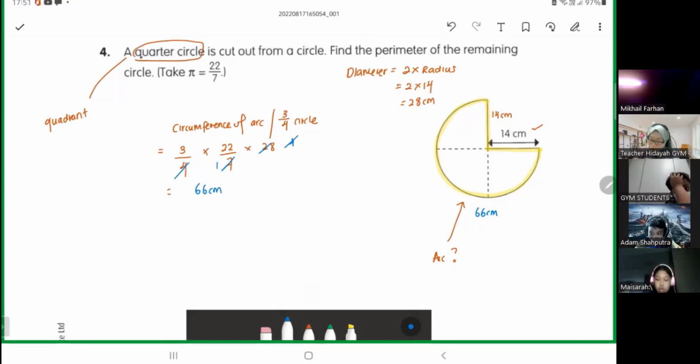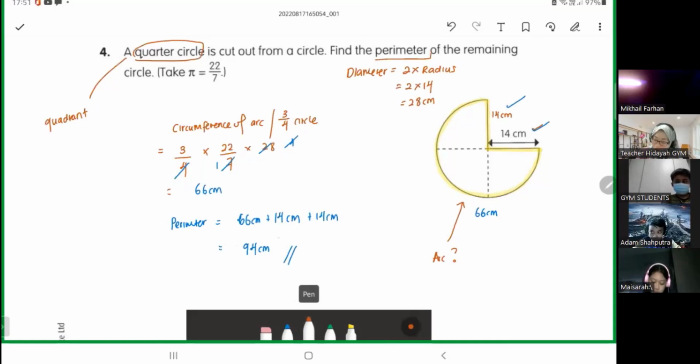We need to add up with the sides of 14 cm and the 14 cm. So the perimeter will be 66 cm plus 14 cm plus this 14 cm, equals 94 cm. That's it. Units must not have the square. If you have the square, then it is wrong because the question is asking for perimeter. Be very careful.